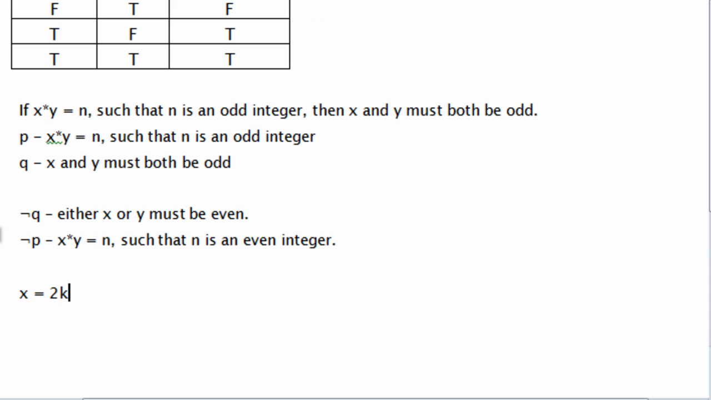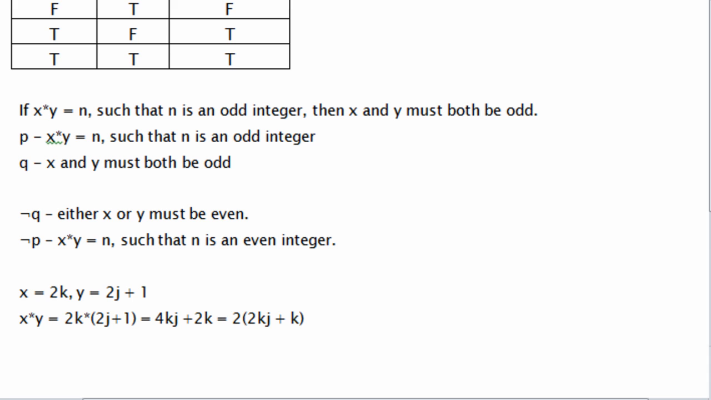And by the definition of even integers, we say k is some arbitrary integer and 2k must be even. And then if we have y is odd, we'll have 2j, where j is just another arbitrary integer, and 2j plus 1, which means 2j is an even integer, and then if you add 1 to it, it's odd. And now if we do x times y, that is 2k times 2j plus 1, which is 4kj plus 2k. And we can simplify this to saying 2 times 2kj plus k.